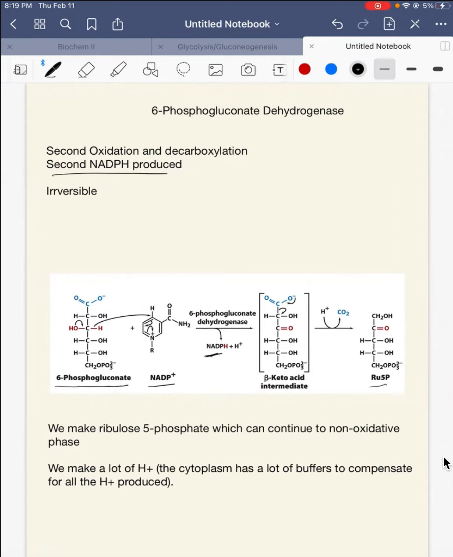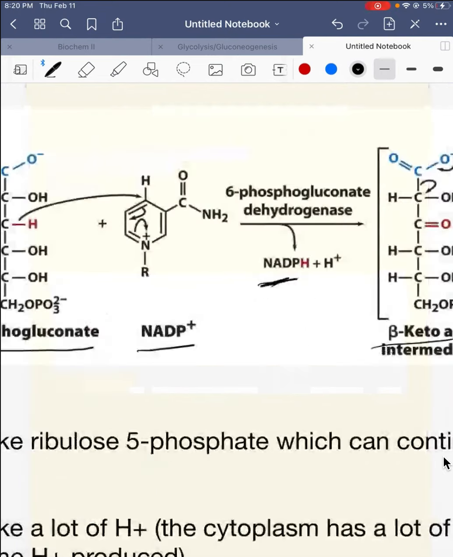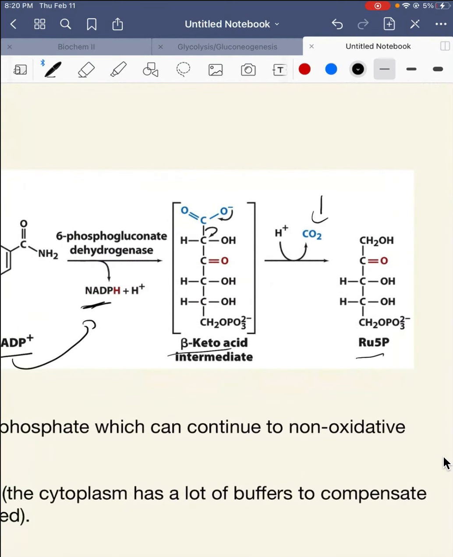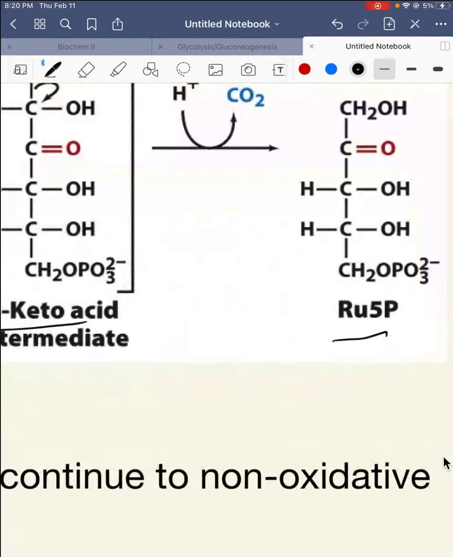We have a beta keto acid intermediate. So this reaction is irreversible as well. An easy way to remember it is when you're making NADPH, it tends to be irreversible. And this is a decarboxylation reaction. We don't have to really know the mechanism in detail for this reaction. Just know that NADP plus gets reduced to NADPH, and not only does it get oxidized, we also lose a CO2. So now we have this ribulose 5-phosphate.